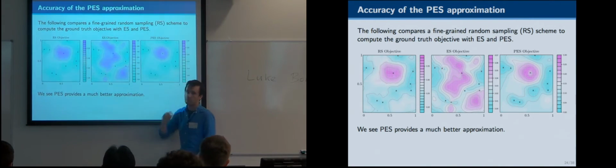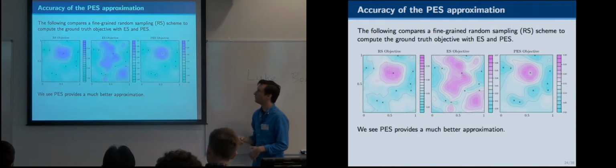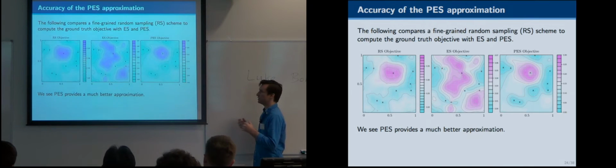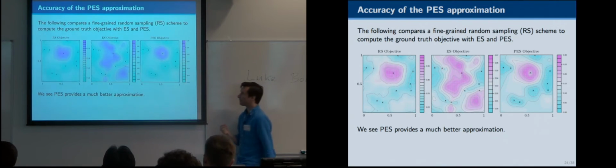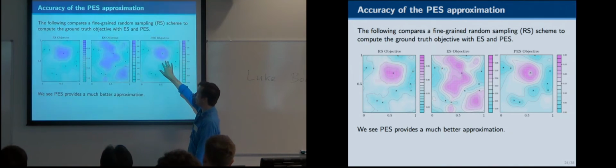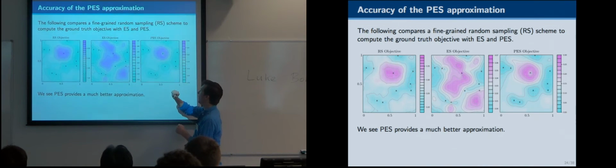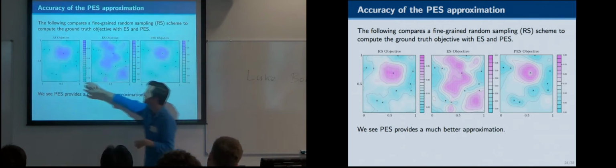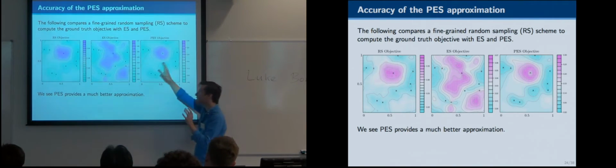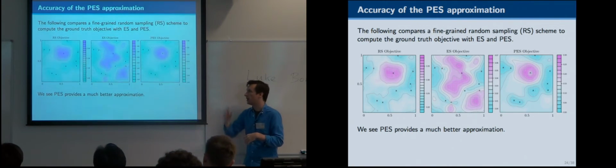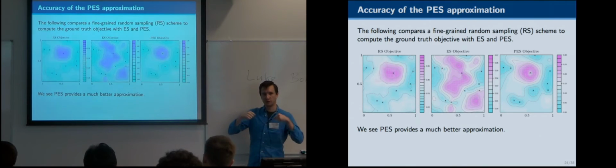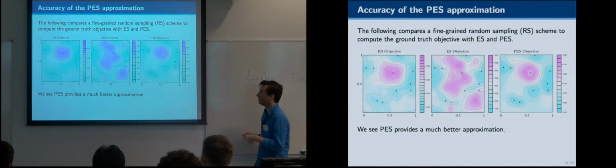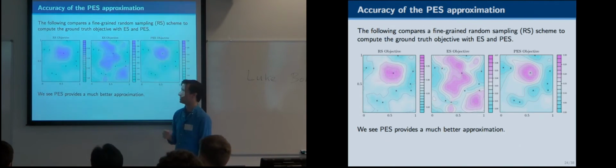This graph in the middle is the entropy search approximation using Phillips' method. And this one on the right is our predictive entropy search method. And we see that this does quite a bit better job of approximating the ground truth, if you will, for this acquisition function.